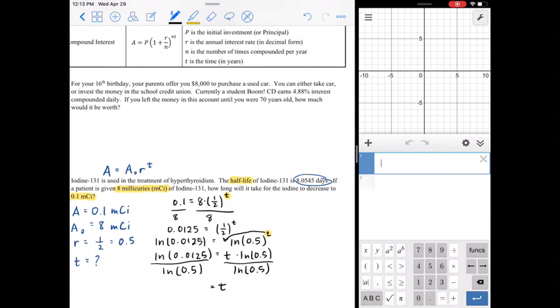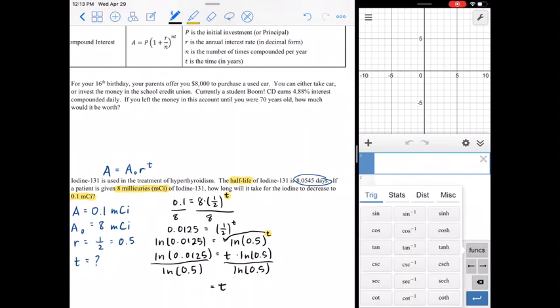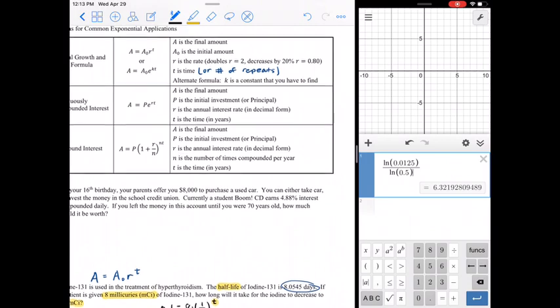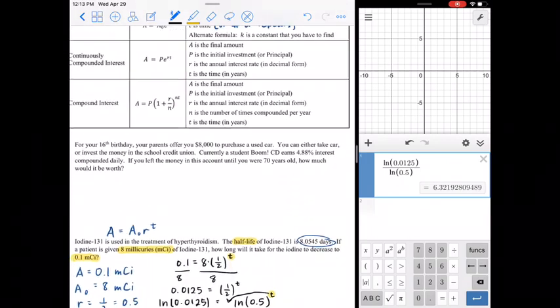So if you are using Desmos to get natural log, you're just going to go to functions. It's in miscellaneous. So I'm going to take the natural log of 0.0125, close my parentheses, then divide that by the natural log of 0.5. So my t is 6.3219. So we're not going to stop there.